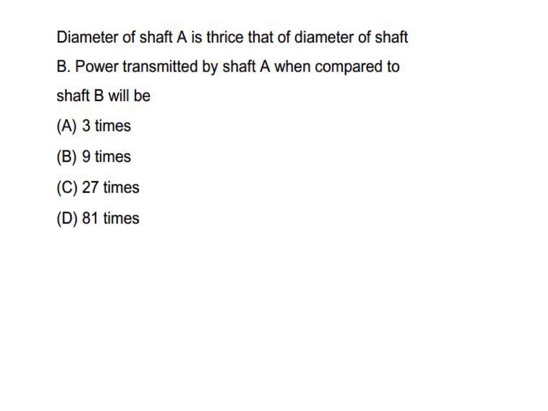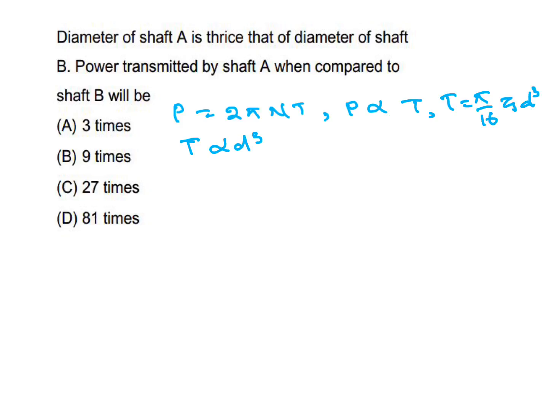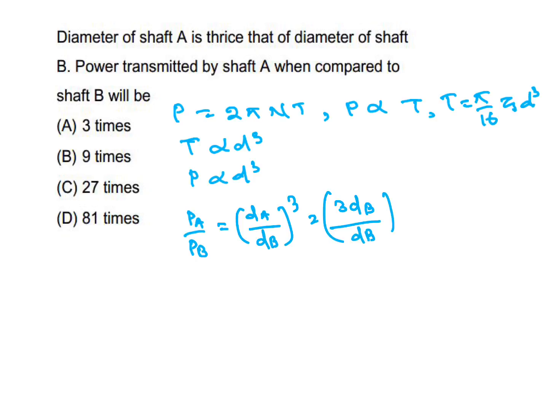Diameter of shaft A is thrice that of diameter of shaft B. Power transmitted by shaft A when compared to shaft B will be? Power P equal to 2 pi NT, is directly proportional to torque. Torque equal to pi by 16 tau s d cube. So torque is proportional to d cube. P also proportional to d cube. Power transmitted by A divided by power transmitted by B equals dA by dB whole cube. Diameter of shaft A is thrice that of diameter of B, so 3 cube, 27. So answer is C.